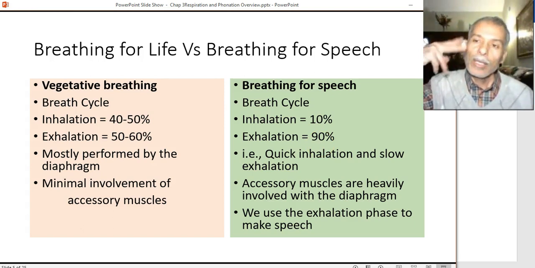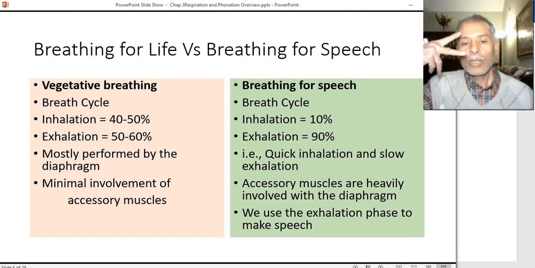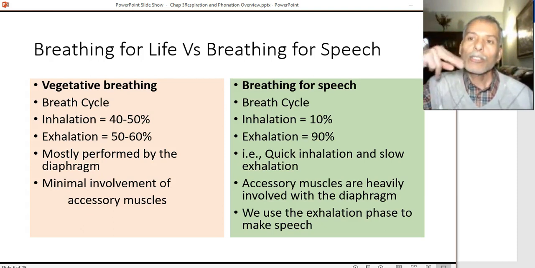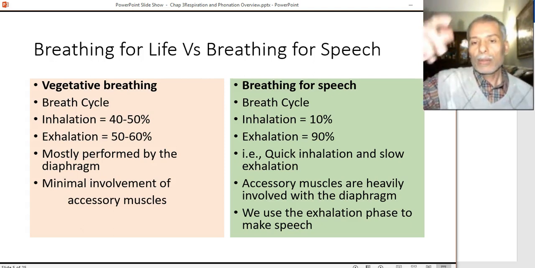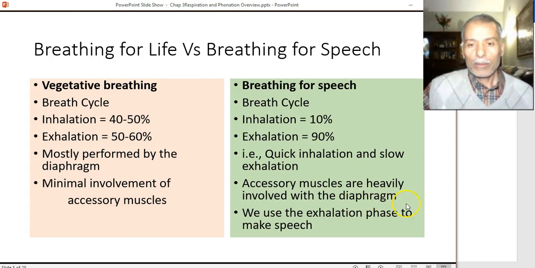And the reason is, as the air is going out, the vocal folds are shutting the airway and slowing down the escape of the air to a great extent. So that slows down the cycle, which means that it goes up to 90%. And that also requires heavy involvement of the accessory muscles of inhalation and exhalation.